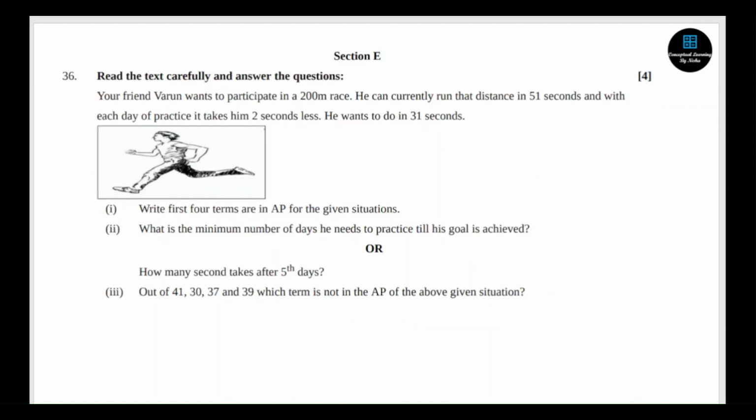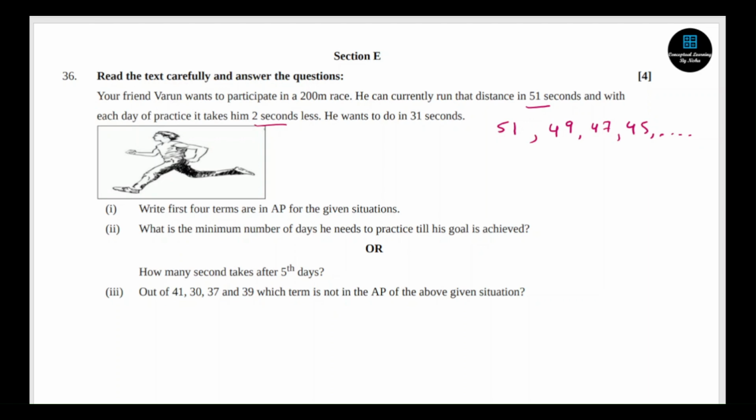Now moving to section E. These are case study questions. Alright. So this is from AP. So what is given to us? This is 51. Start with 51 and then 2 less each time. So 49, 47 and 45 and so on, right? We get the AP like this.